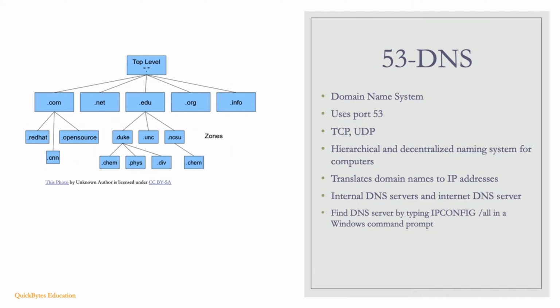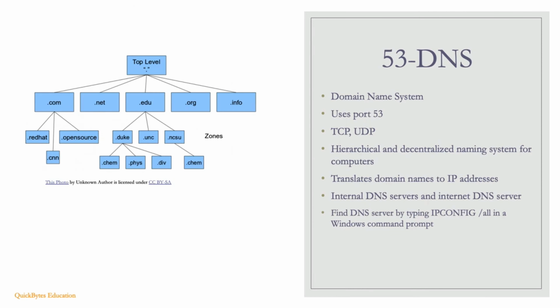Data is transmitted over networks using IP addresses. When you type a web address into a browser and press enter, DNS helps translate the host name into an IP address so the computer knows where to send the request. DNS servers can be internal to an organization or public on the internet. On a Windows computer, you can view DNS server information by opening Command Prompt and typing ipconfig /all.